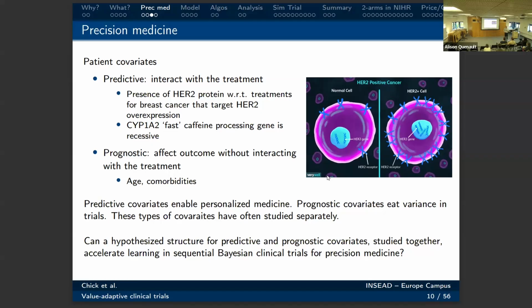Any questions or observations about the question? Good. Too fast, too slow? Okay.